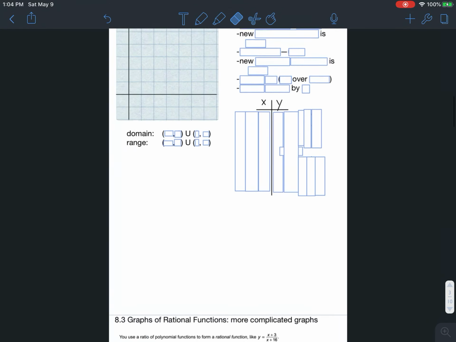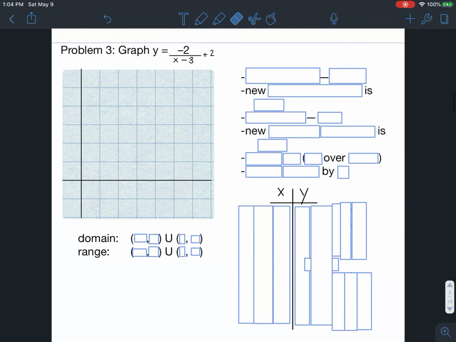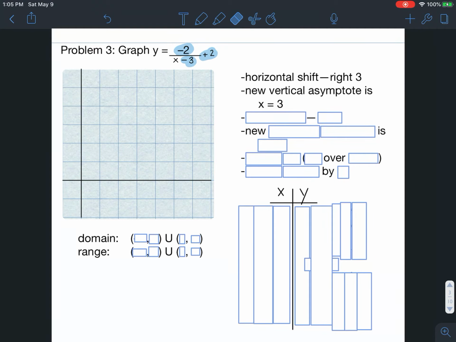Okay, now we have some more changes here. This has a horizontal shift and a vertical shift. That's not too bad, but it's also got this. So that's like a vertical, well, what is that really? Hold on. So we have a horizontal shift, right 3. So our new vertical asymptote will be x equals 3. We have a vertical shift, up 2. So our new horizontal asymptote is y equals 2.